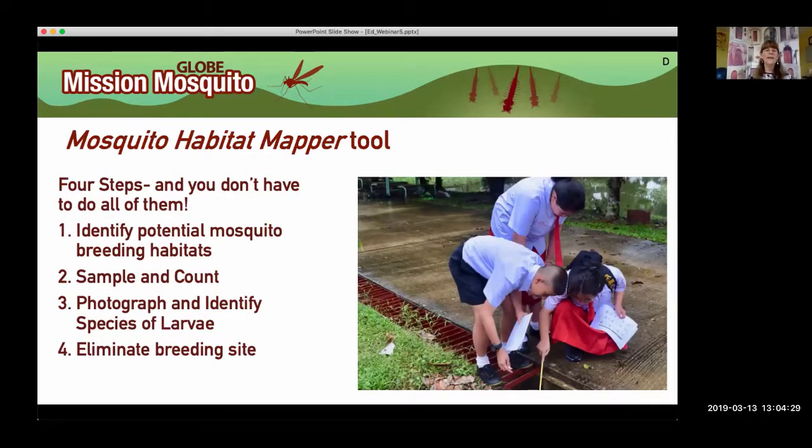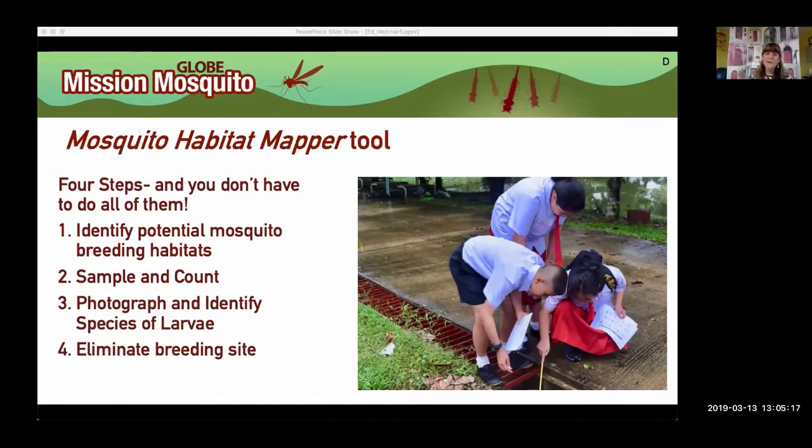So there are 4 steps to the mosquito habitat tool. It really couldn't be easier. The thing I love to stress every time I talk with people is that you do not have to do all 4 of these steps in order to collect data. The first step everybody can be doing, even if there's snow on the ground right now, and that is identifying potential mosquito breeding habitats. You're basically taking your phone, you're taking pictures of standing water, whether it's artificial or natural, and the app will walk you through what are some of these sources of standing water, and you're taking pictures of them, just documenting that they exist. And if you can, you do step number 4 as well, because it's a great habit to get into, and you eliminate the breeding site.